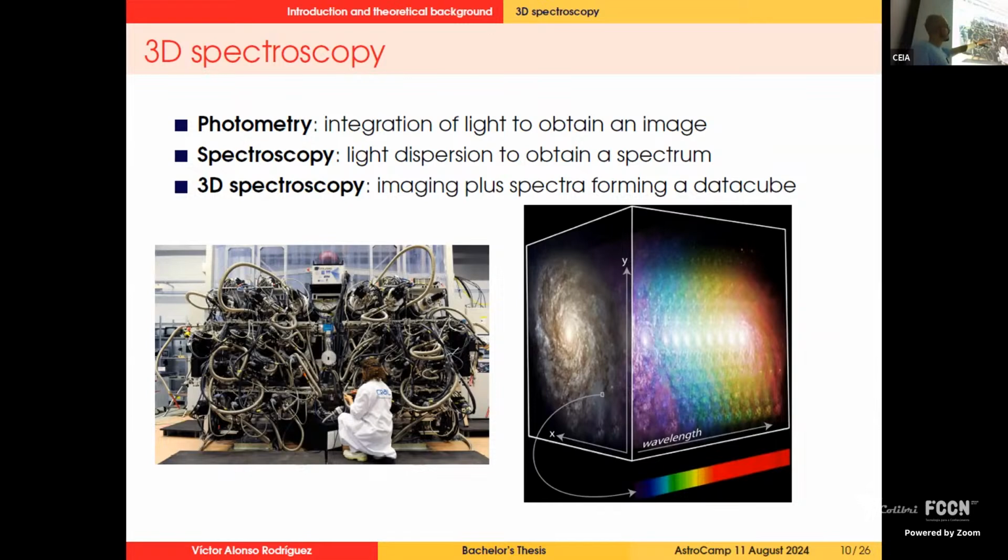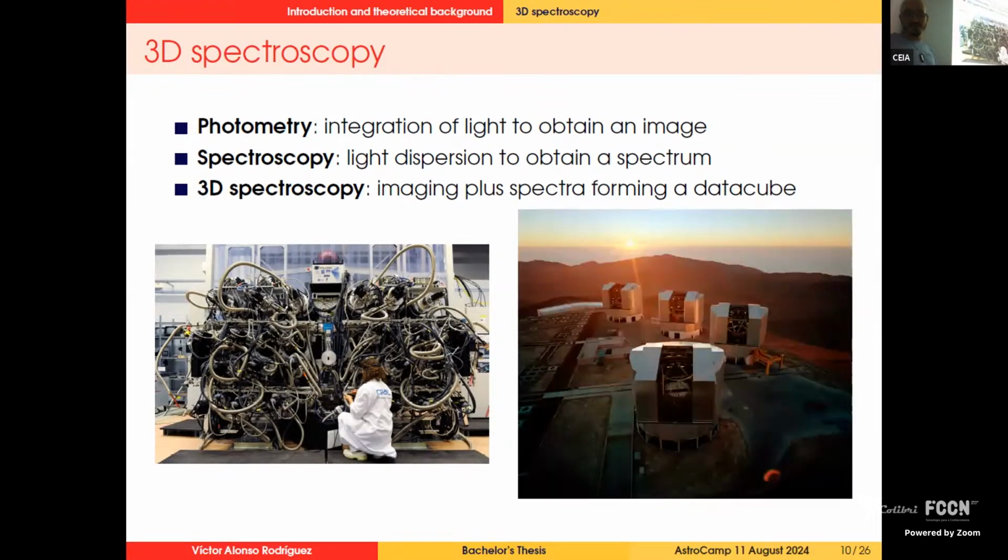These data are obtained with this instrument, the MUSE instrument, that is located in the Very Large Telescope. Carlos gave us some stats about these telescopes, and it is very important, and is part of the ESO observatory. So it's one of the most important scientific instruments that we currently have to see the galaxies.